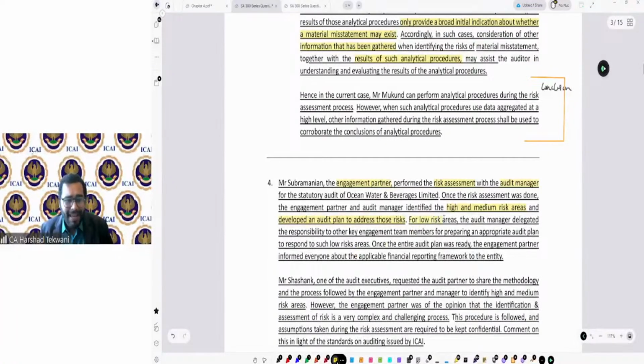For low risk areas, the audit manager delegated responsibility to other key engagement team members for preparing an appropriate audit plan to respond to such risks. Perfectly fine. So for the rest of the areas, he said to his team members, you identify what procedures you need to perform, as an experience. Perfectly fine. Once the entire plan was ready, the engagement partner informed everyone about the applicable financial reporting framework.